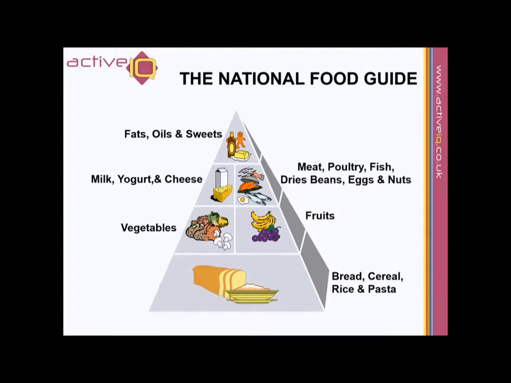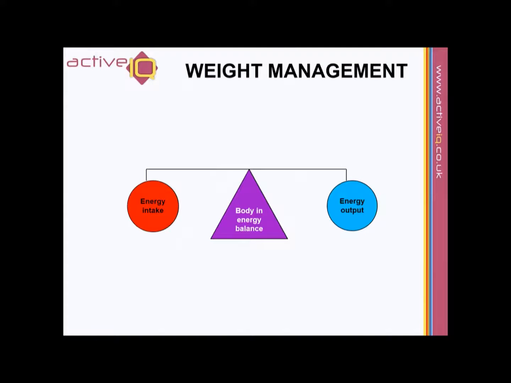Here we have the food pyramid. This gives you some idea of the sort of amounts of each of these things that you should be eating. This can be found on Google, or I think the NHS has a version of this as well. So have a little look at that and see what you can learn from it.